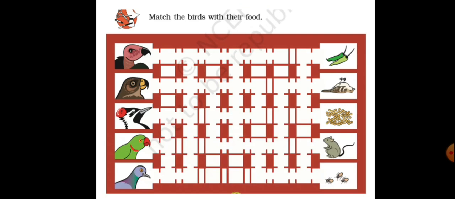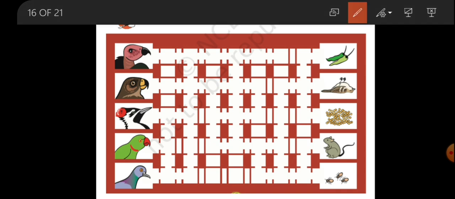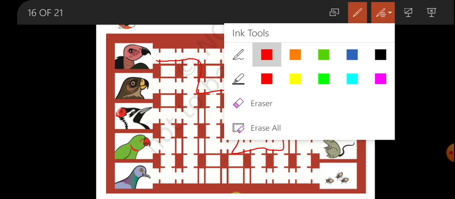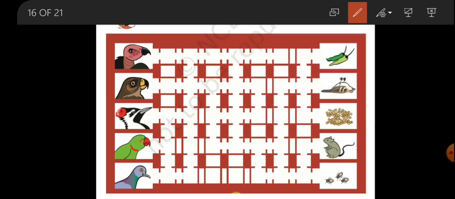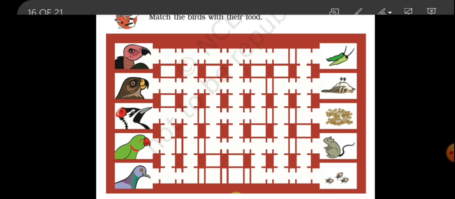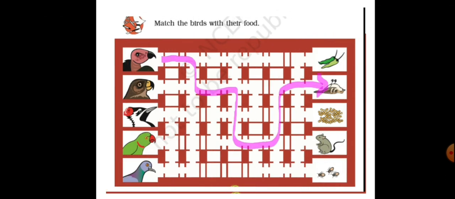Let us see. This is another exercise from your book. We have to help these birds to reach their food. Like the first one is the vulture. So the vulture will eat dead things, no? So you have to go like this, then go like this, then come like this, then from here like this. So like this we have to do all. Let us see whether we can do or not. Okay, the vulture will eat the dead bird.